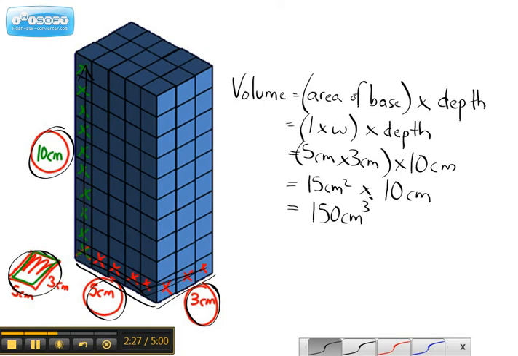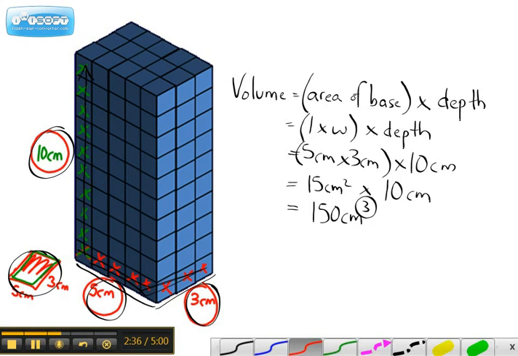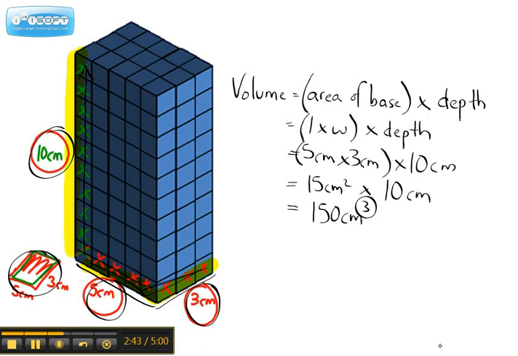Now you may notice that this is new. The little 3 above the cm tells us that we're talking about volume and not area. We use the 3 because volume has 3 dimensions. It has length, width, and depth. 3 dimensions instead of 2.